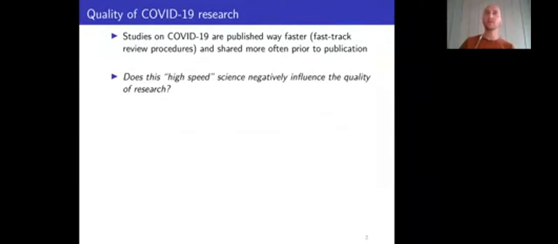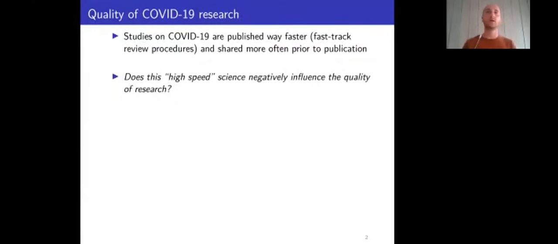The study is about the quality of COVID-19 research. What we know is that there is currently some sort of information explosion with respect to COVID-19 research. A lot of research on COVID-19 gets published now. And there are special fast-track review procedures to publish studies on COVID-19 very quickly. These studies are also more often shared prior to publication, for instance as a preprint.